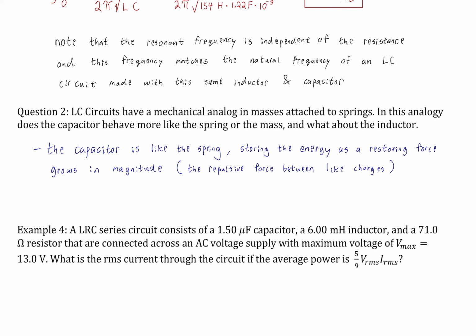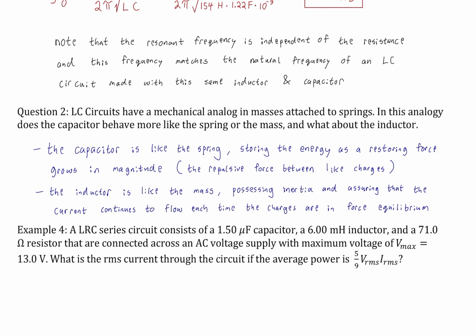So that means the inductor must be like the mass. That seems like kind of a stretch, isn't it? Well, not really. The inductor is like the mass, possessing inertia and assuring that the current continues to flow each time the charges are in a force equilibrium. Because that's what the mass does. When the spring returns to its equilibrium state, instead of just returning to rest, it continues in motion because there's 1/2 mv squared, and that m means the mass has inertia, and it wants to keep moving. It doesn't just stop at the equilibrium point of the spring.